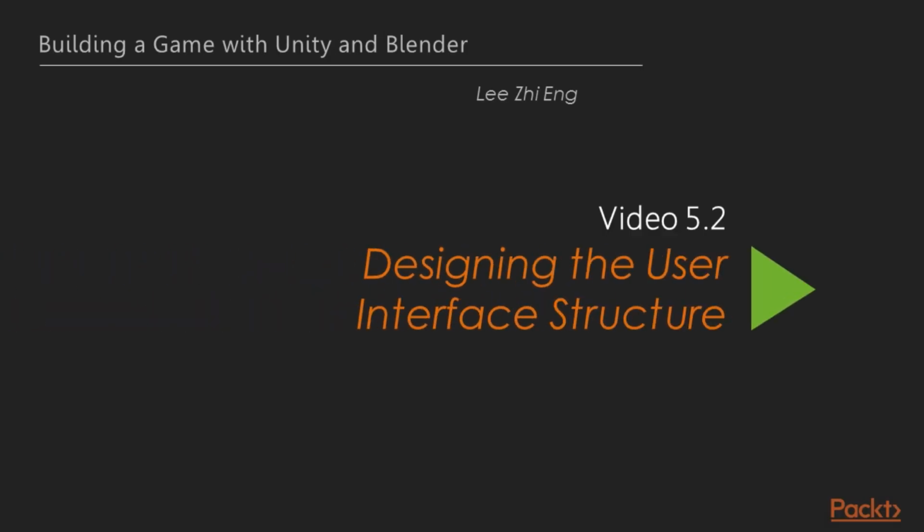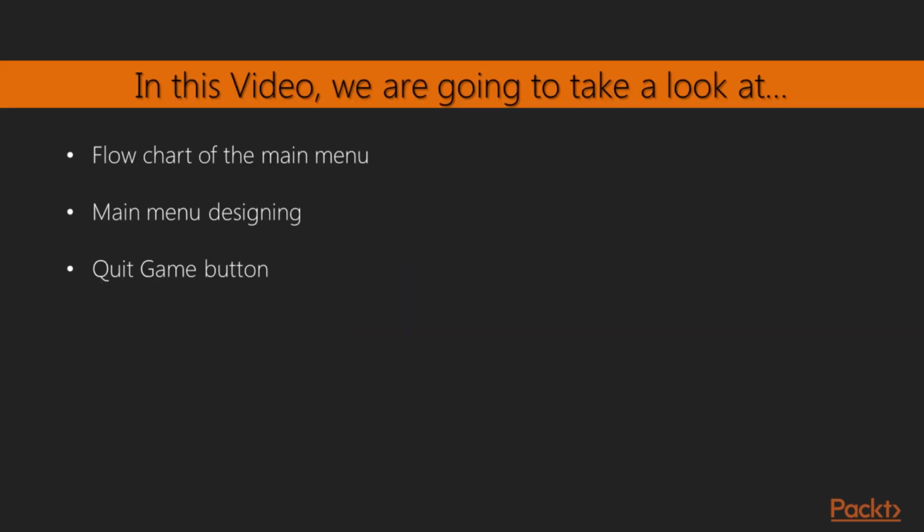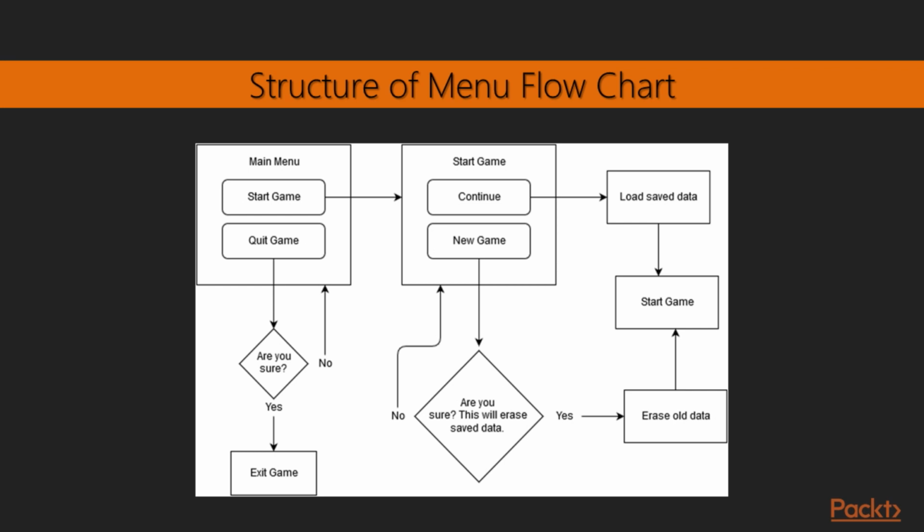Hey, welcome back. We are in the next video of this section, designing the user interface structure. In the previous video, we looked at the game structure design and game flow. In this video, we're going to take a look at the flowchart of the structure of the main menu. Then we will start designing our main menu and modify various functions in the script. Finally, we will be talking about the Quit Game button.